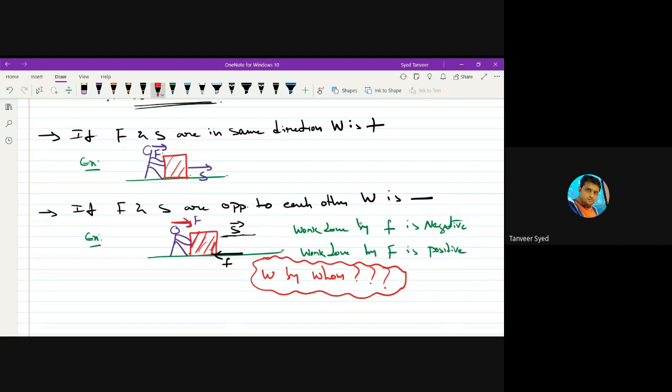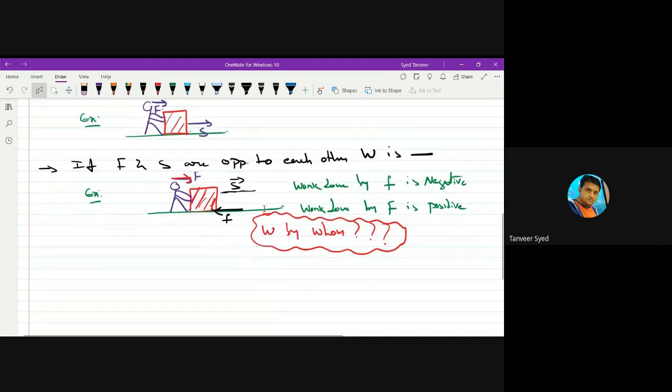So in the same example, I can ask two questions. Find work done by man. Find work done by friction. Work done by man is positive, you get some value. Work done by friction, you get some value, but that is negative. So this is an important point in work done: work done by whom? Which agent, which force is to be calculated? Next, let us take one more example.